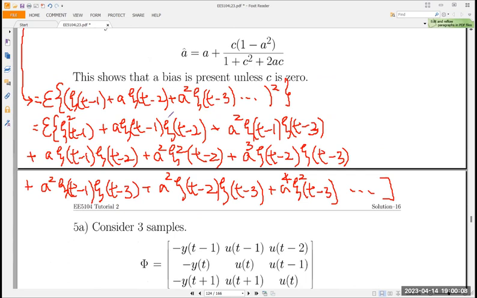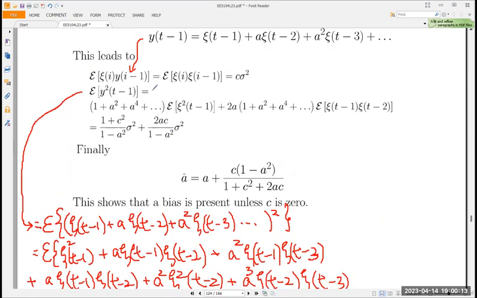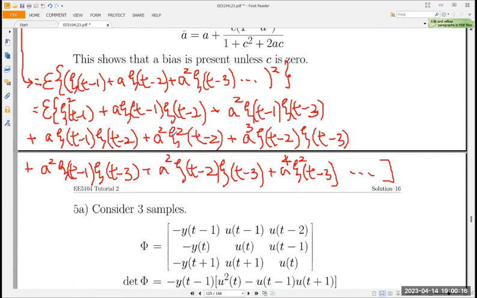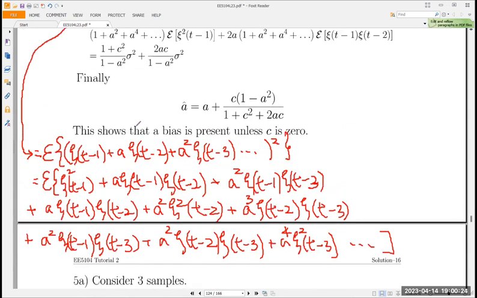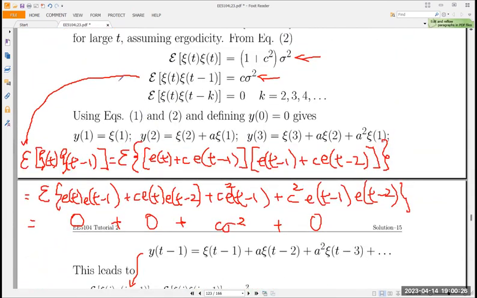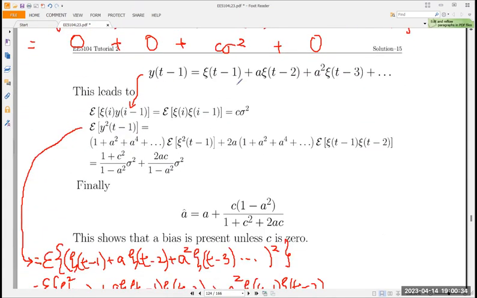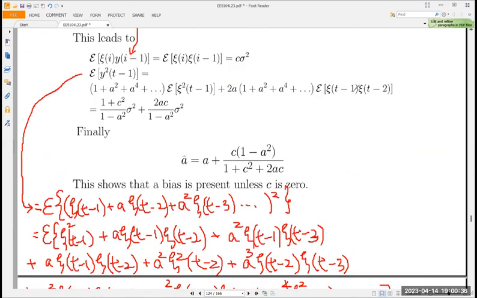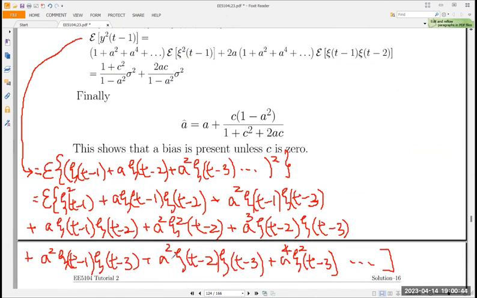So after a while, you will see a pattern. Basically there are only two types of value. One type is the square type, which is this one: 1 plus c squared sigma squared. The differ-by-1 type is c sigma squared. So for the differ-by-1 type, you have all this added up together, and for the square type, you have all this added up together. That is the pattern here.